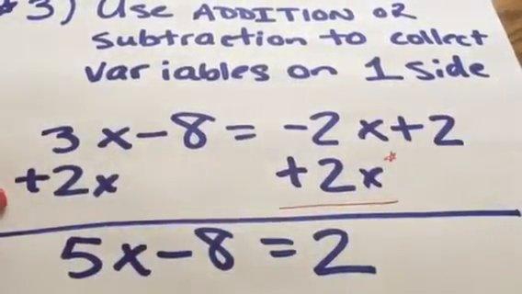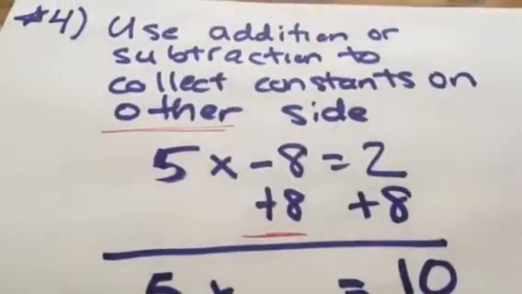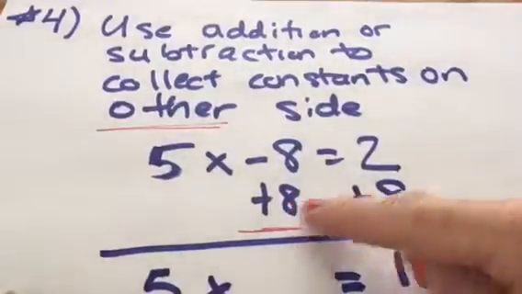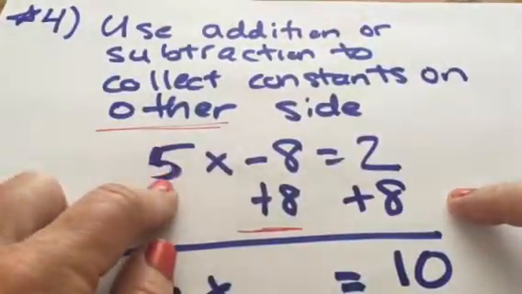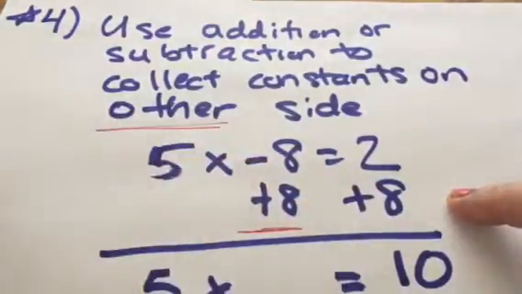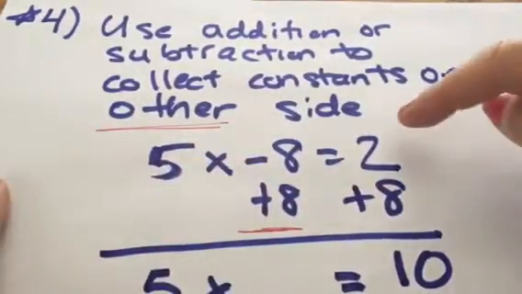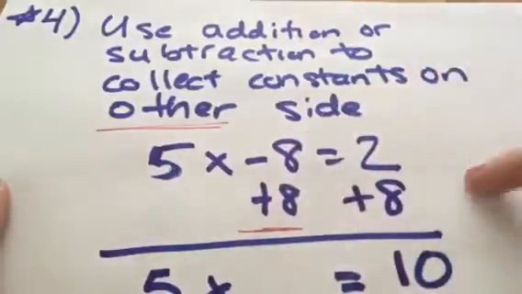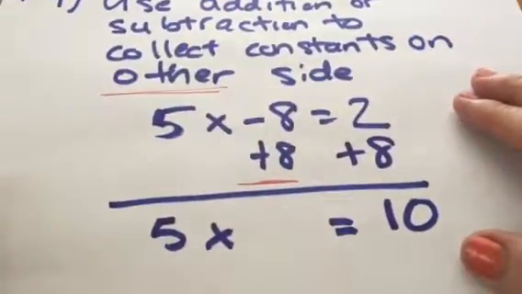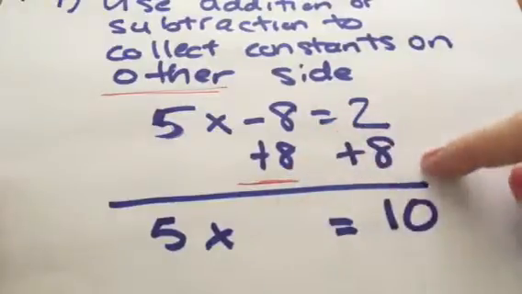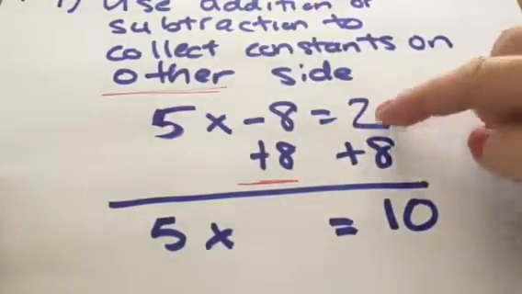Now for step 4, you might even be able to guess what it is. Now we want to use addition and subtraction to bring the constants to the other side. Remember, we want to bring variables to one side, constants to the other. So don't bring everything to one side. Okay, so the variables are on the left, so we're going to bring the constant terms to the right.